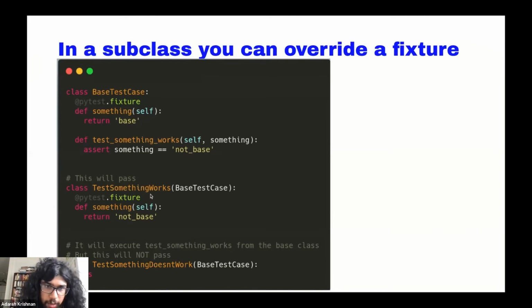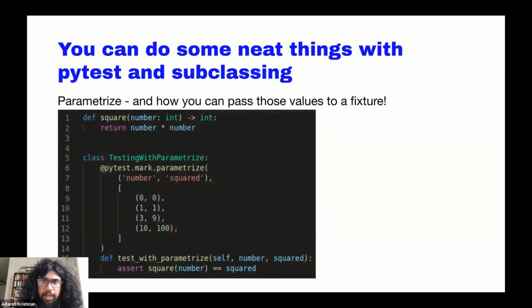So moving on to the test something works class, it will execute test something works because it comes from the base test case, and this is using it as a super class. And then the fixture value is not base, so it will override the fixture value here, and then this will be true, and this assert will work, and this test will pass. But the next class, test something doesn't work, I'm not changing anything here, but I'm still inheriting from the base test case. So this test will execute, but the fixture value is still going to be something here. So it's base, and this will fail.